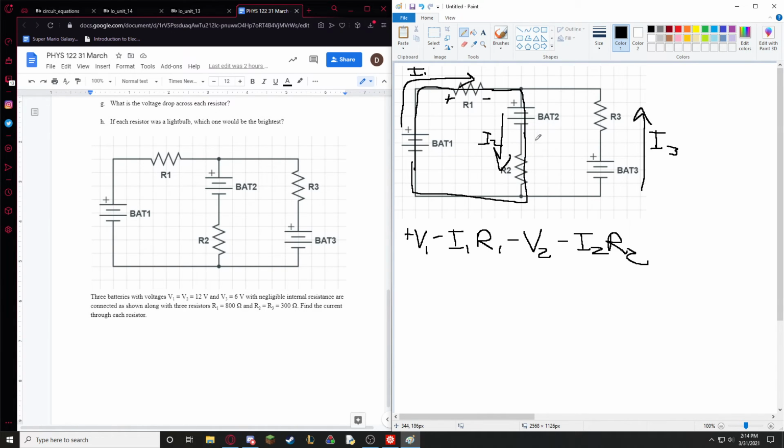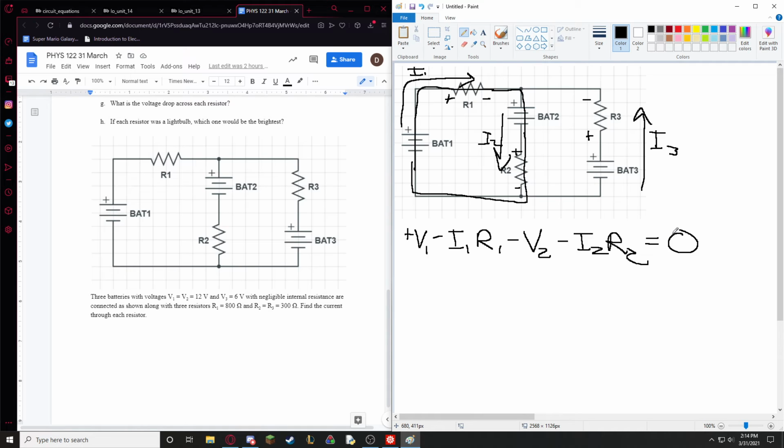Gotcha. So what would be the plus and minus signs for R3 over here? Is the top going to be plus or minus? Minus. Yep. Okay. Minus and plus. And for R2, plus minus. So we have our total voltage around this loop, and we know that has to equal 0.